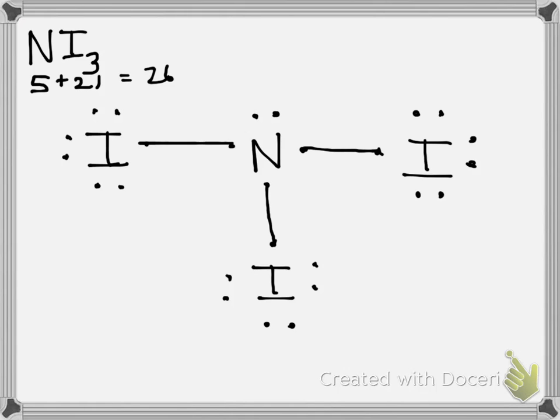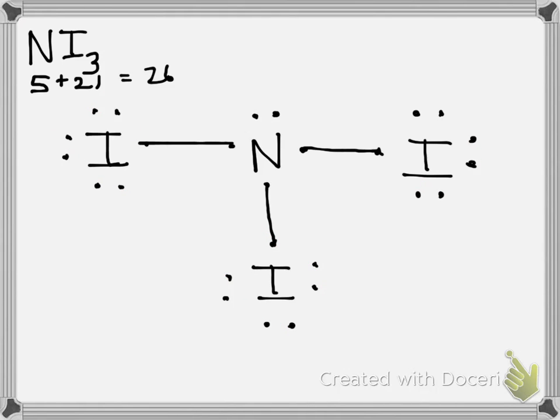All right, so I have 2, 4, 6, 8. 2, 4, 6, 8. Okay, so everything that needs 8 has 8. Then I go back and I got to count the total number overall.